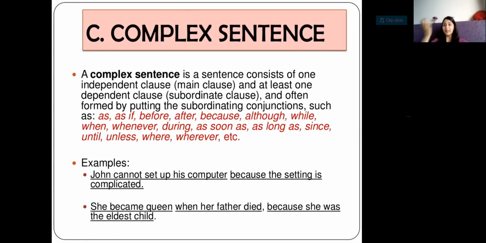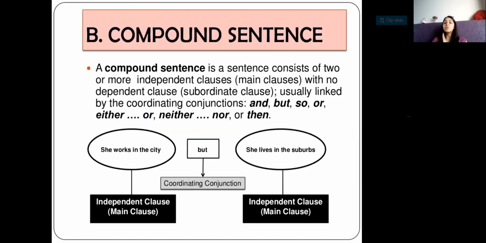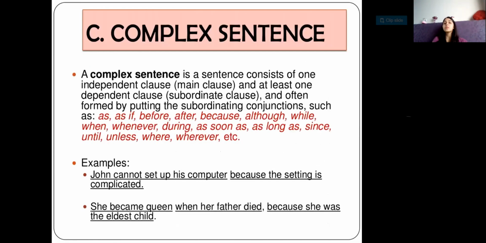Now we'll go to complex ones. All right, simple is done, compound is done. Let's go to complex. A complex sentence consists of one independent clause, that's the main clause, and one dependent clause, and it is formed by putting subordinating conjunctions. Now, in compound sentences, we have a coordinating conjunction, that is but. But in the complex one, we have to put subordinating conjunctions. What are those? As if, before, after, because, although, while. That will give you a little more complex sentence.